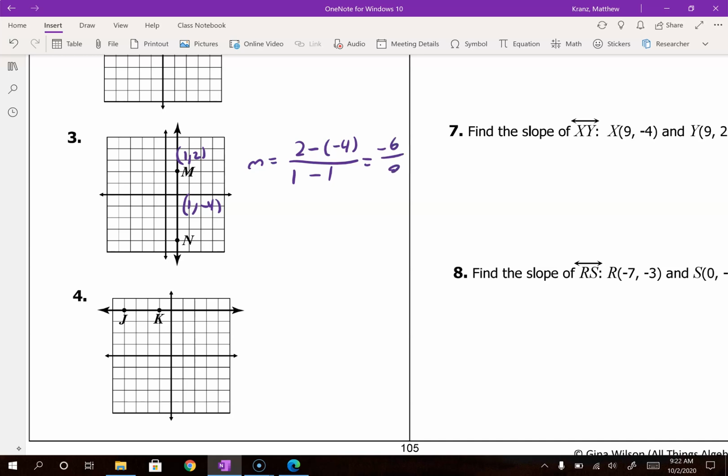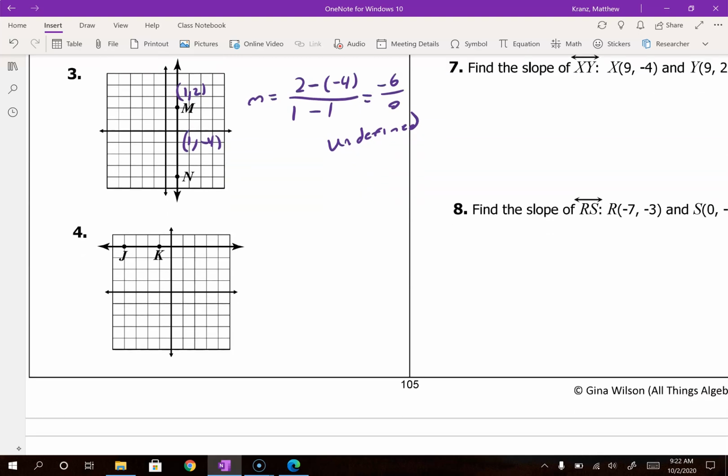Well, anything over 0 is considered undefined. You can't have anything over 0. So that's why that is called an undefined slope. This one here is 4, 4 for J and 1, 4 for K. So if we do this, we take the two y's and subtract them. 4 minus 4 over the x's, 4 minus 1, so that is 0 over 3. Well, 0 over anything is going to be 0. So this is 0 slope.